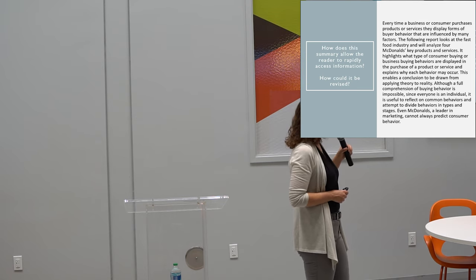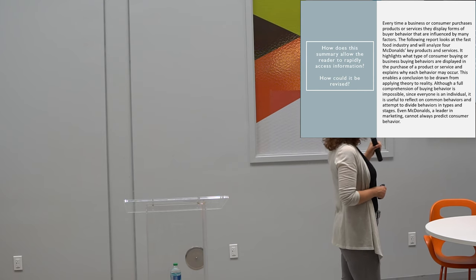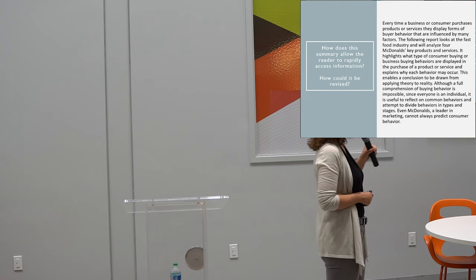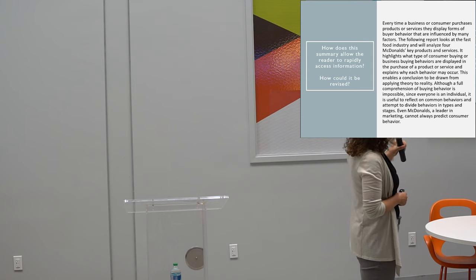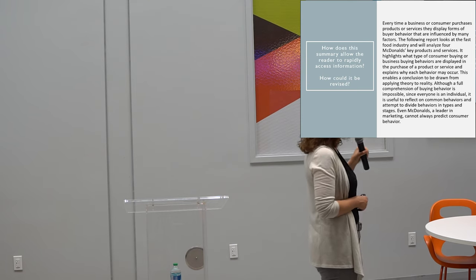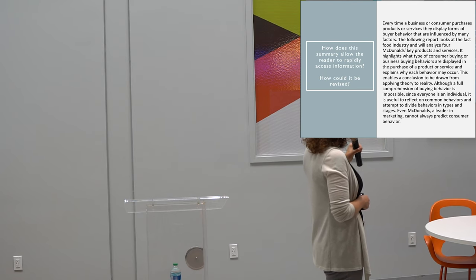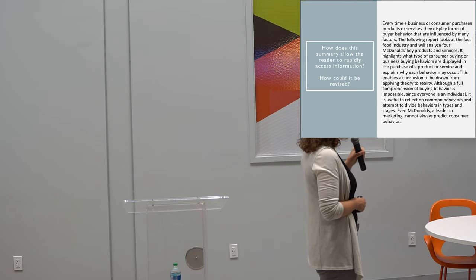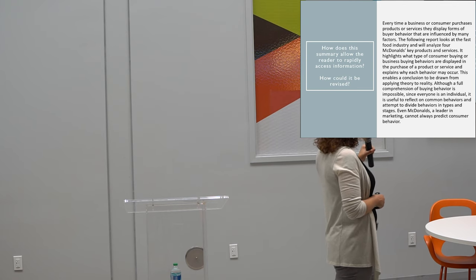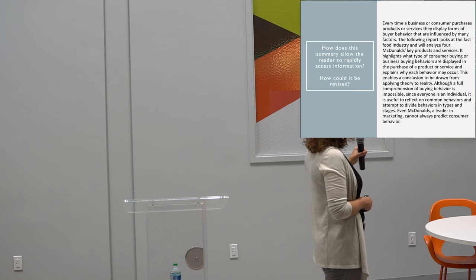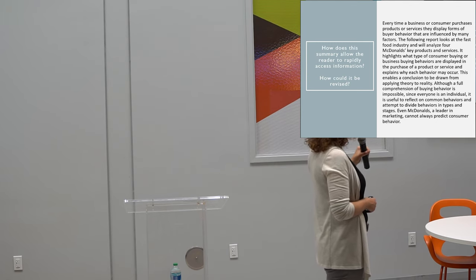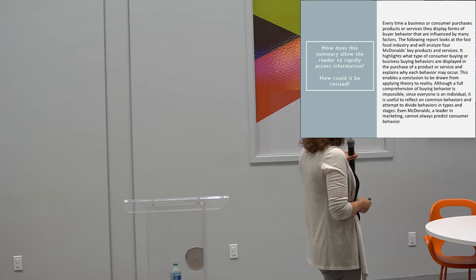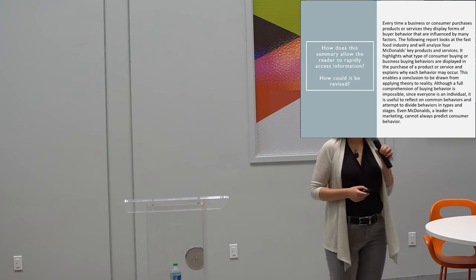"Every time a business or consumer purchases products or services, they display forms of buyer behavior that are influenced by many factors. The following report looks at the fast food industry and will analyze 4 McDonald's key products and services. It highlights what type of consumer buying or business buying behaviors are displayed in the purchase of a product or service and explains what each behavior may occur. This enables a conclusion to be drawn from applying theory to reality. Although a full comprehension of buying behaviors is impossible, since everyone is an individual, it is useful to reflect on common behaviors and attempt to divide behaviors in types and stages. Even McDonald's, a leader in marketing, can always predict consumer behavior."